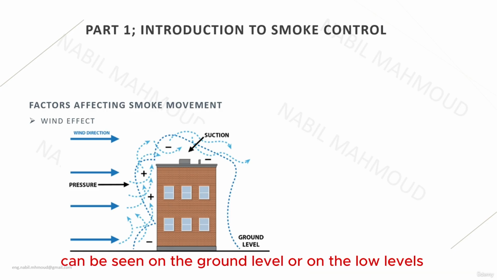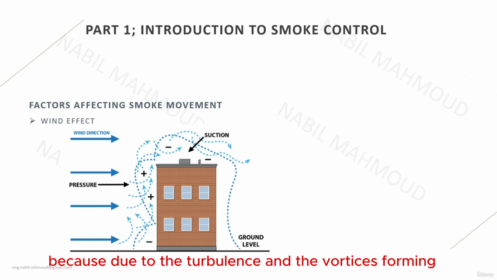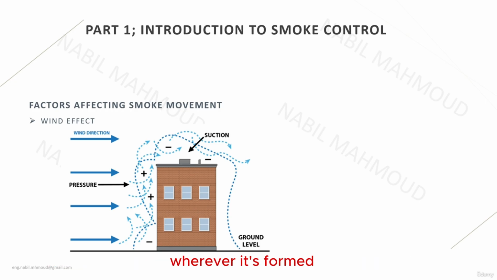And this can also be seen on the ground level or on the low levels, because due to the turbulence and the vortices forming, this means that this is a low pressure region, and this region will be subjected to exfiltration from the building outside.